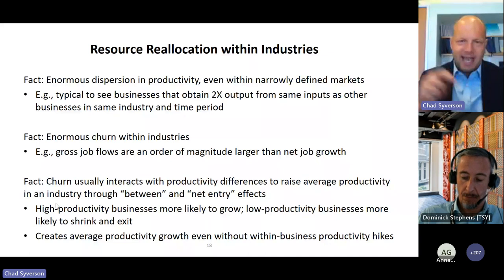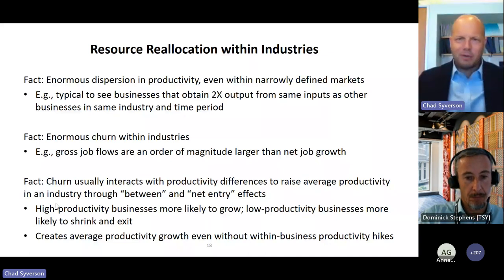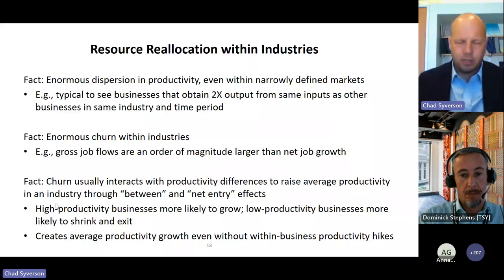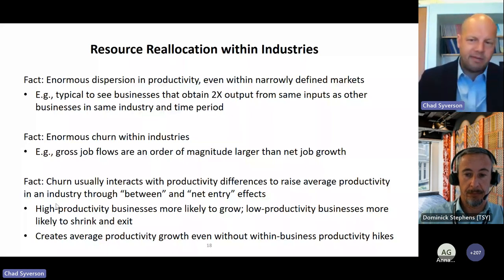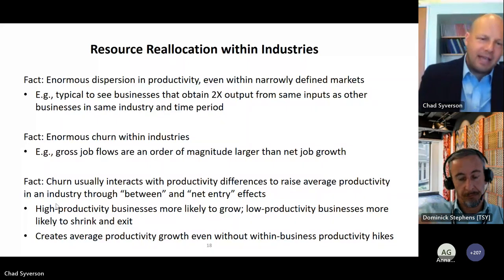The interesting thing happens when you put the first fact with the second fact. When you have very dispersed productivities and a lot of churn, what you typically see, and this is again something you see across industries, time periods, and countries, is that this churn tends to steer more activity towards the more efficient businesses. High productivity businesses are more likely to grow, low productivity businesses more likely to shrink and exit.